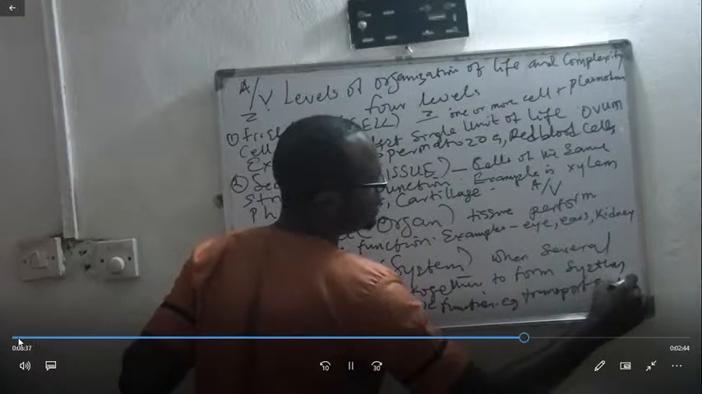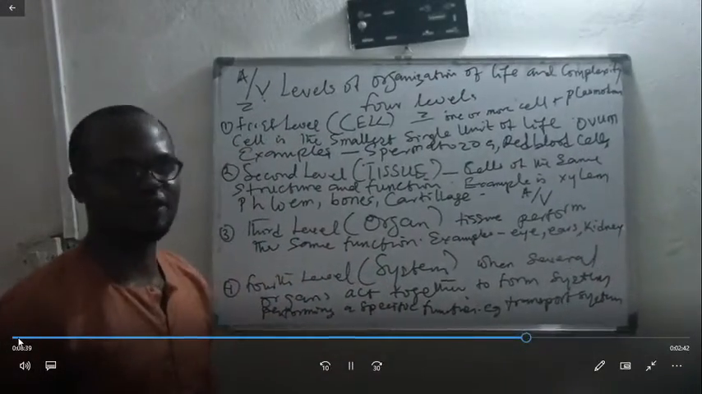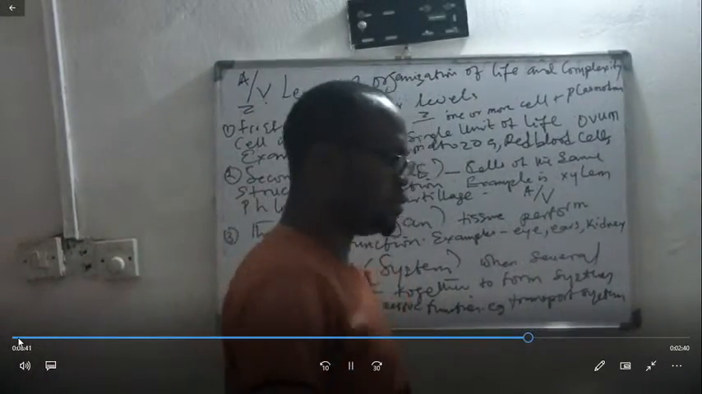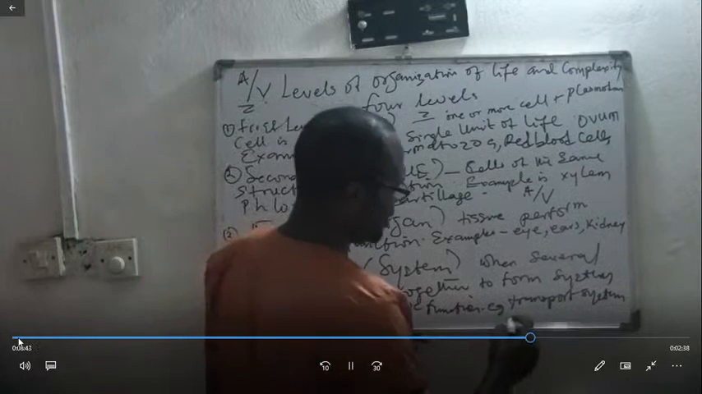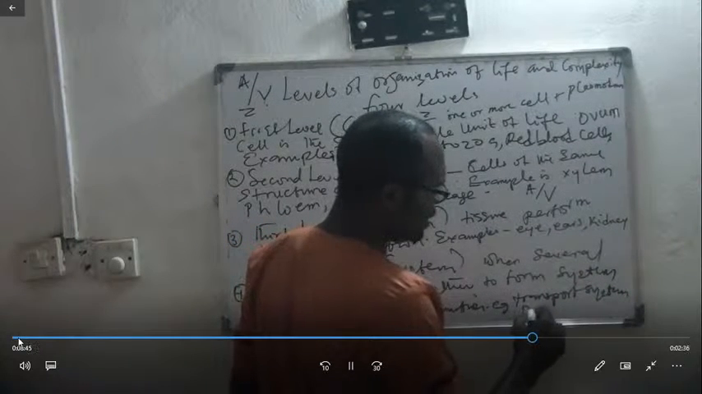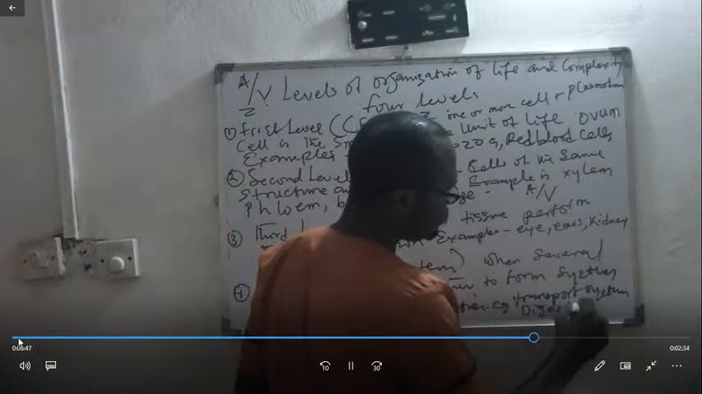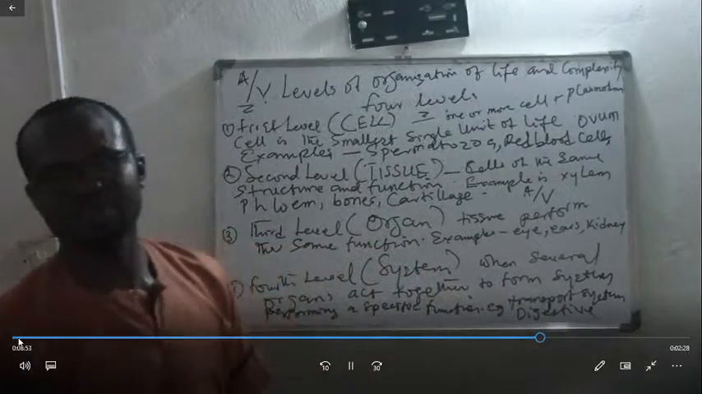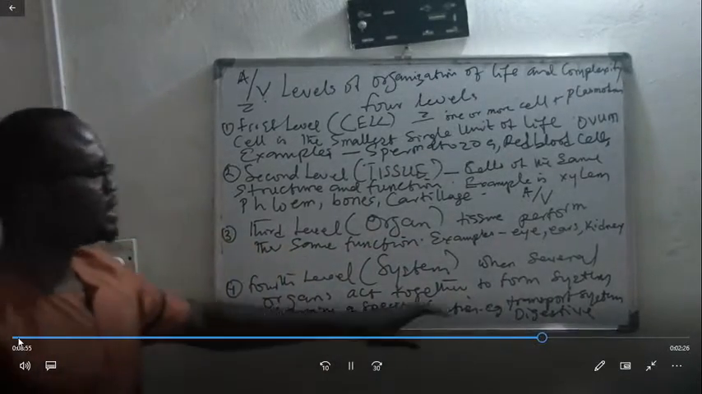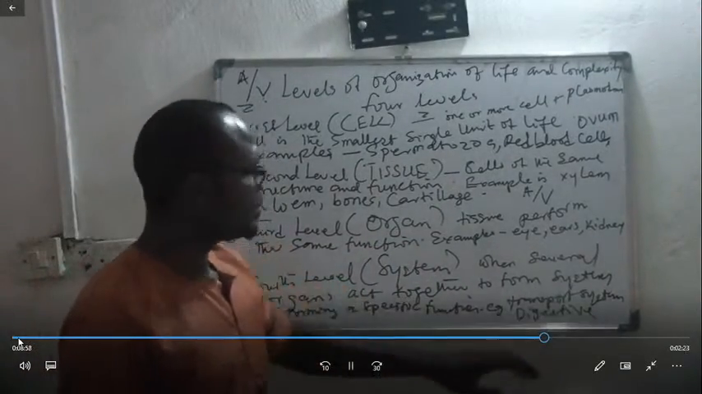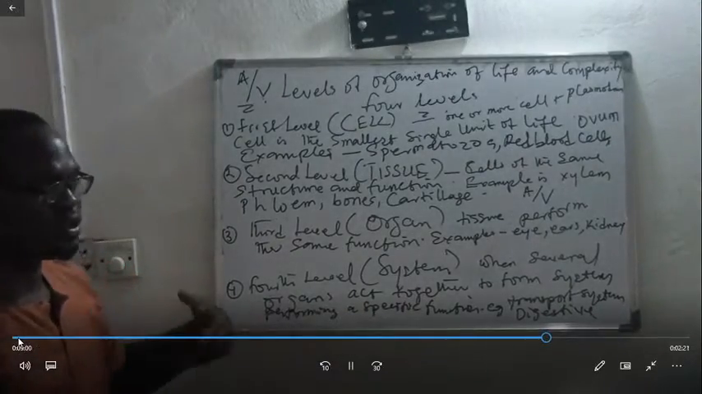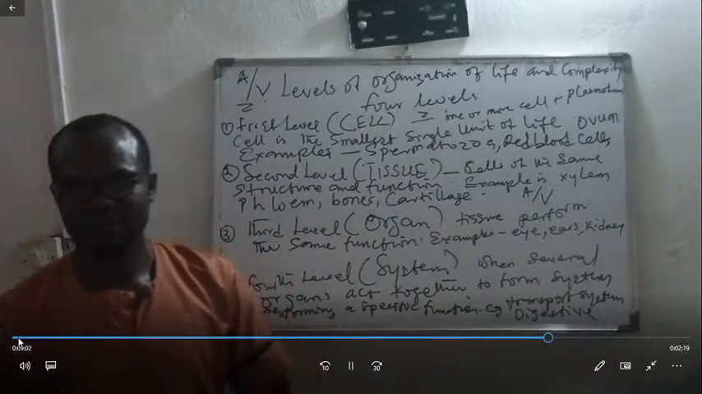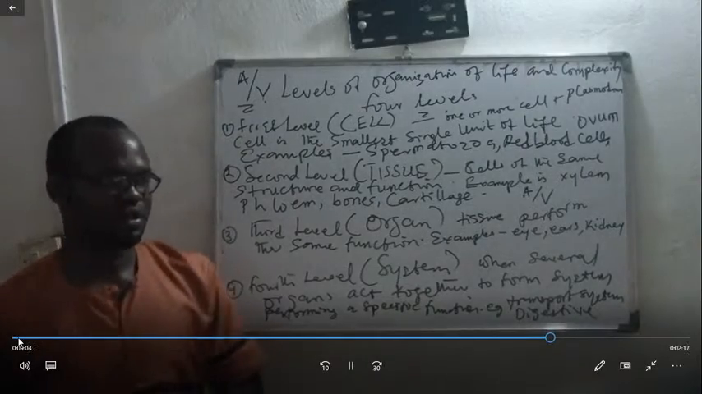You know the transport system is involved in blood circulation. Then we'll talk about the digestive system. We'll talk about the muscular system and the circulatory system. You understand? So all those ones are systems. I will say that systems are made up of what? Organs.